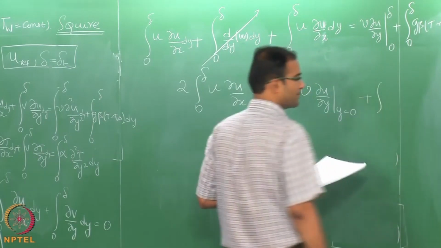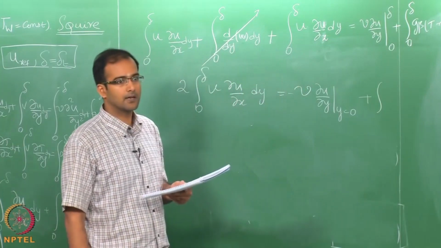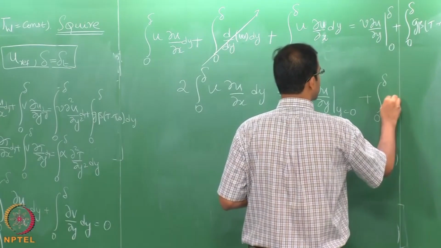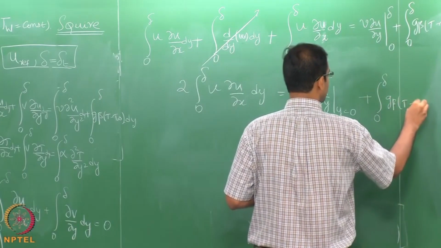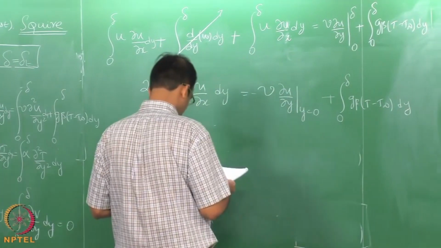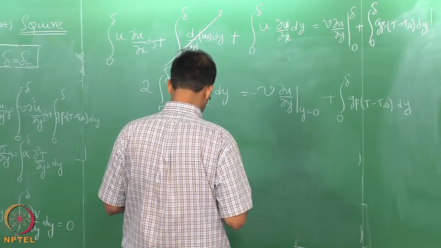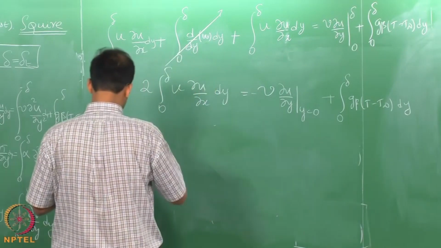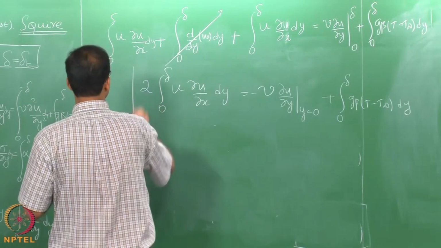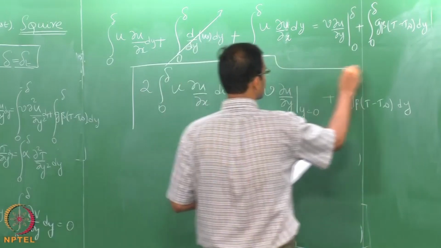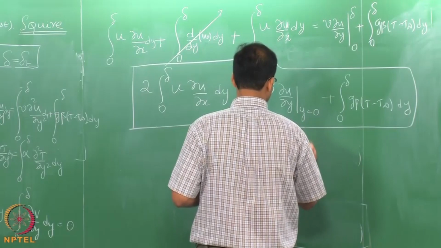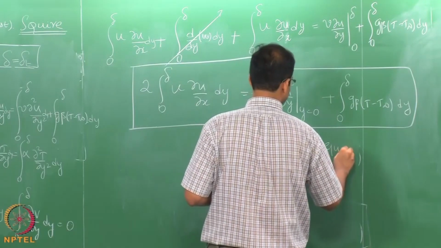Unless you know the temperature profile, you cannot integrate it. So, we just have to retain this as integral 0 to delta g beta into dy. Okay. So, this is therefore the momentum integral equation. So, let us call this as your momentum integral equation.